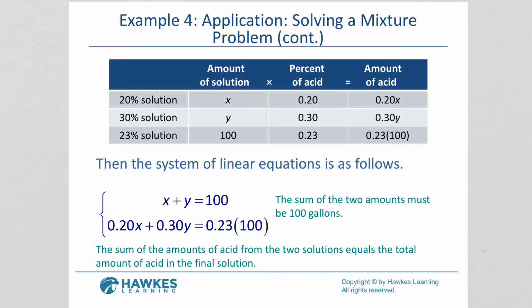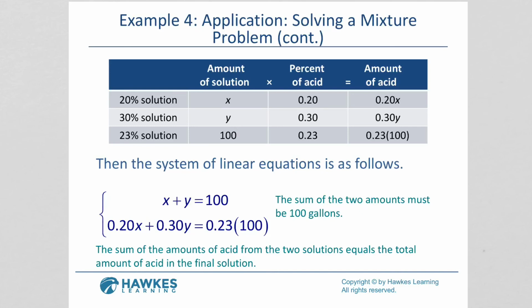Once again, we'll do a table. One row will be 20% solution, one will be 30% solution, and one will be 23% solution. And then we have an amount of solution column, a percent of acid column, and an amount of acid column. The amount of 20% solution is x. The amount of 30% solution is y. The total amount of solution is 100.